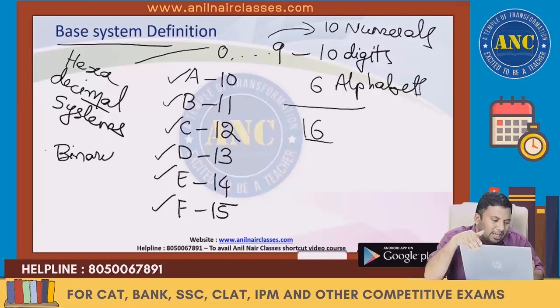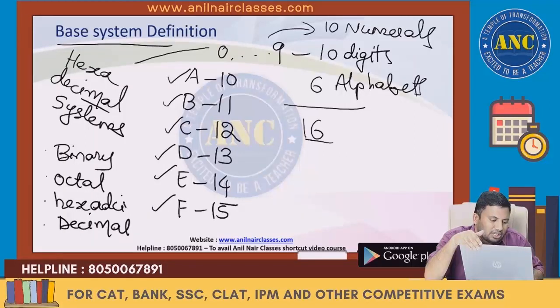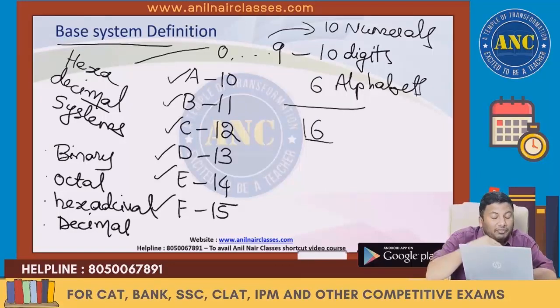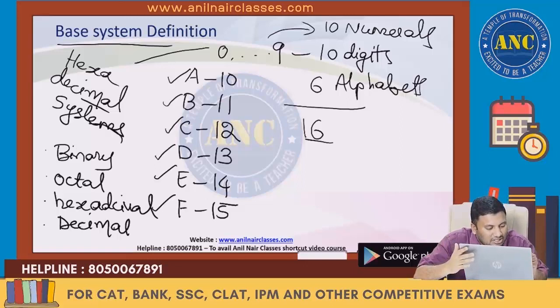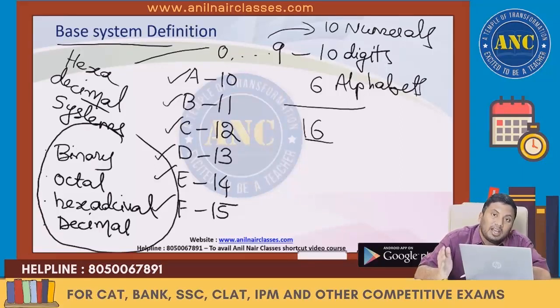One is binary, one is octal, one is hexadecimal, and another is decimal system. These are the most generic base systems that we use in our day-to-day life. There are so many other base systems, but with respect to our syllabus, we will restrict ourselves to binary, octal, hexadecimal, and decimal system. Binary means 2 digits.